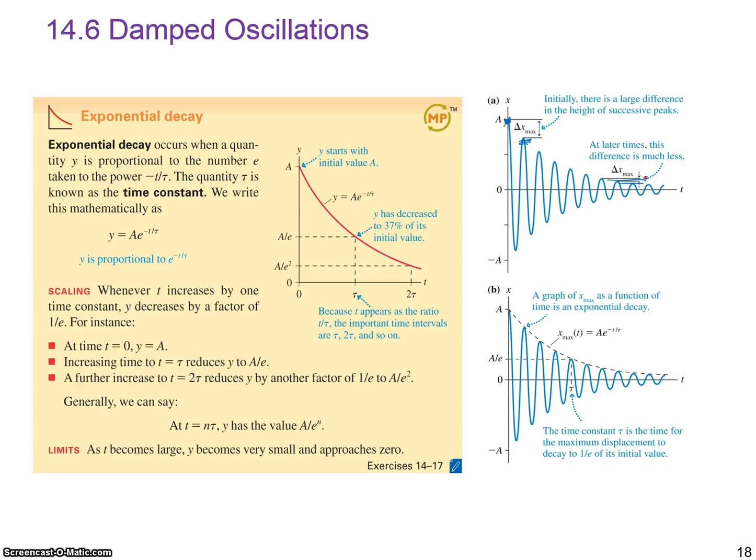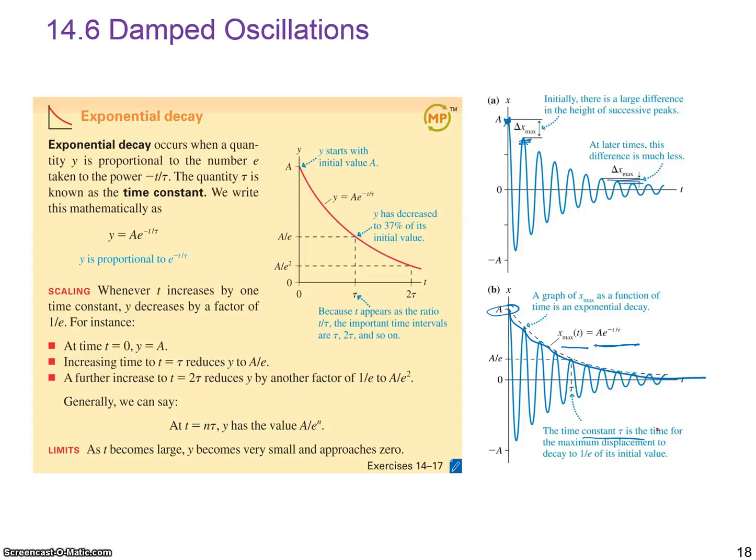If you connected those peaks, you get this dashed line they show here, and that's an exponential decay. And so X max is equal to the original starting value times this exponential decay. And the exponent here is e to the minus t over tau. Tau is called a time constant, and we're going to take a close look at that.